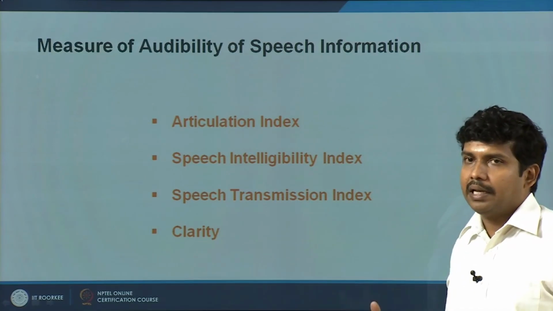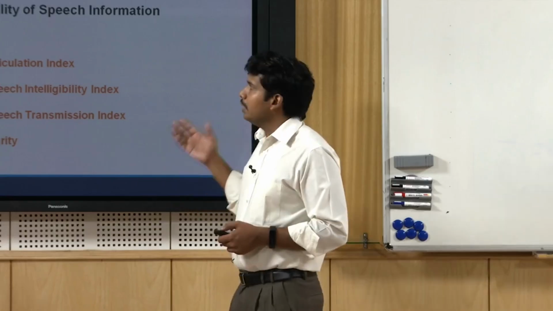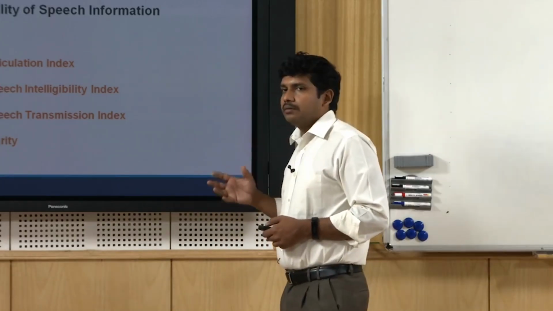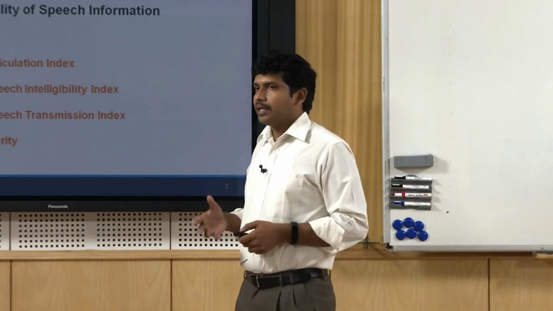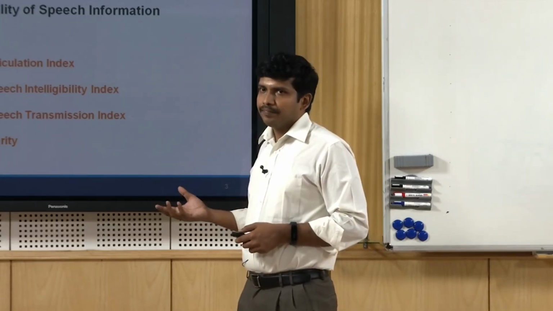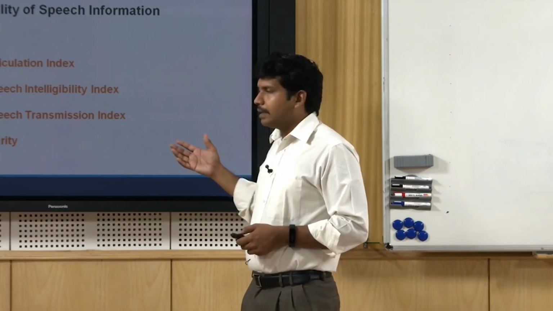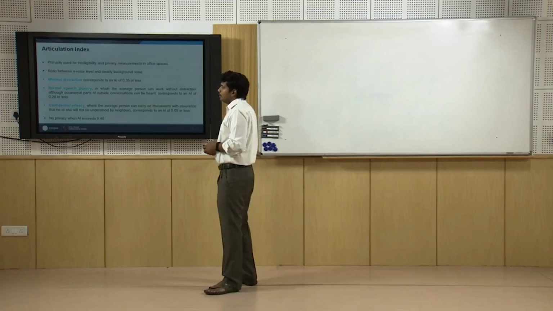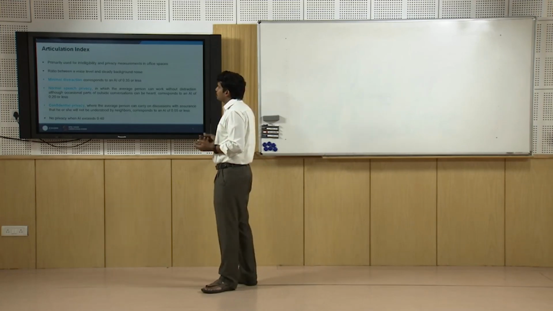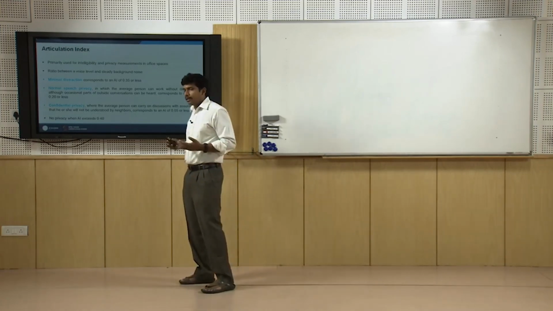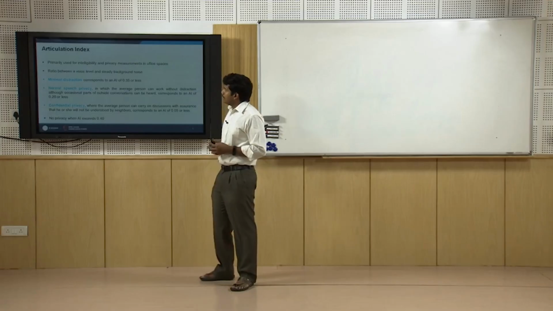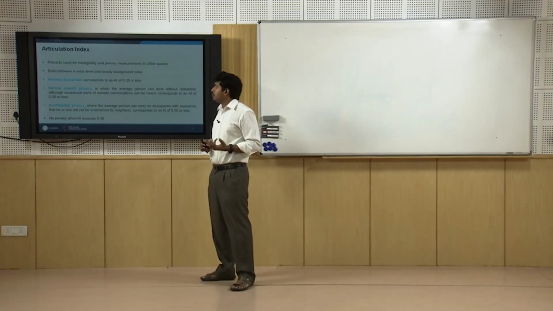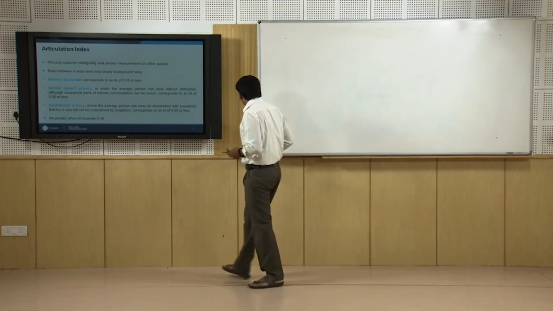Then you have an indicator called clarity. There are more indicators, but I have only chosen four of these to talk about. There are also indicators like definition and envelopment. First let us look more clearly into these factors. Articulation index was originally developed to study the sound privacy and intelligibility requirements in open office spaces.